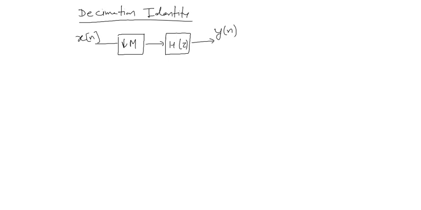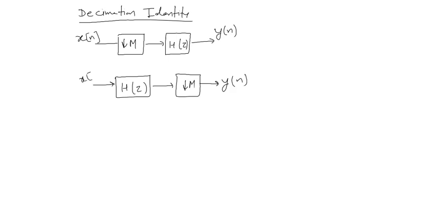So this is equivalent to first passing through the filter and then downsampling it. Is it the same? Right now it is not the same. When will it be the same? When this filter H of z changes to H of z to the power M. Now it is the same. This is the decimation identity. So first of all we have to prove it. Are they really the same or not?